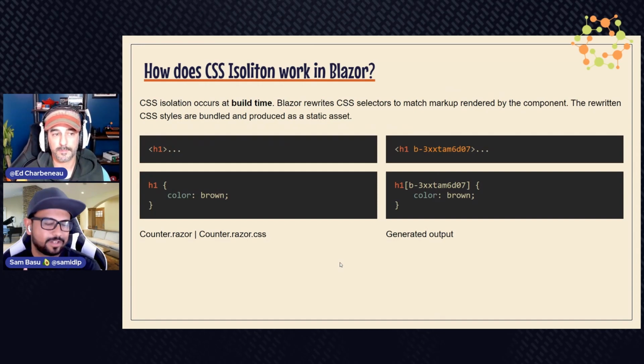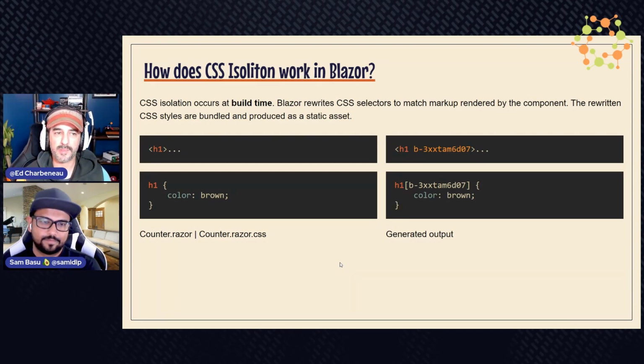So two quick questions before we go. Do the other frameworks have anything similar, like Angular and React? Angular and React both have concepts of CSS isolation, and Vue as well. It handles it in a very similar way to what I'm about to show you here.